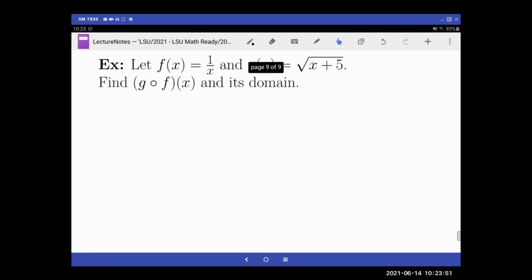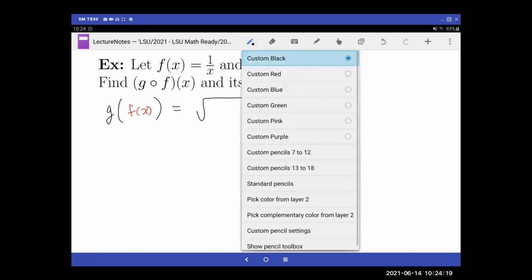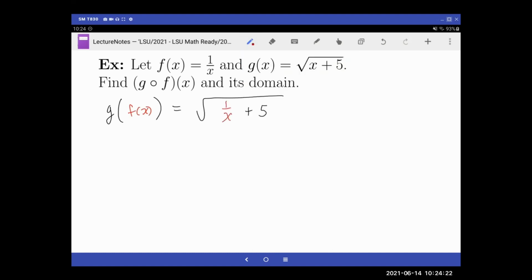Here's the last example. Let f of x equal 1 over x and g of x equal the square root of x plus 5. Find g of f of x and its domain. Again, I'll reverse the order: g of f of x. I start with g of x, which is the square root of x plus 5, but instead of x plus 5, I put 1 over x in x's place. So I composed them. That's the first part of this question.